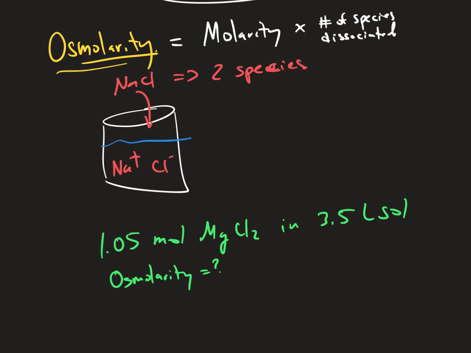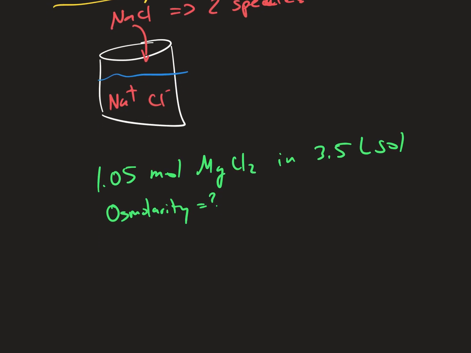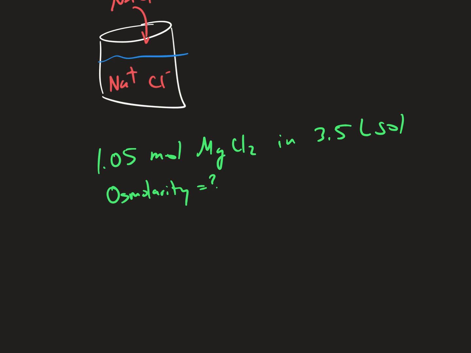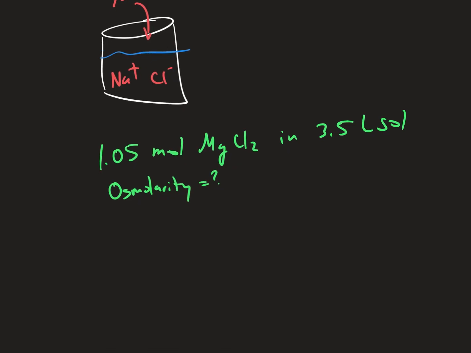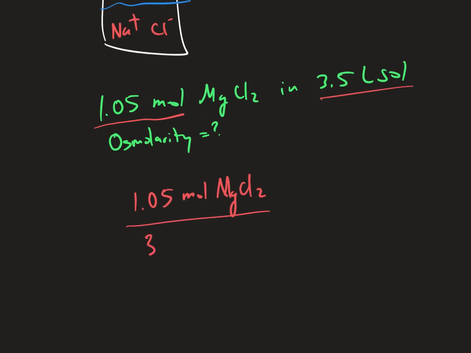So we know osmolarity is equal to molarity times the number of species. So let's find the molarity. Start there. Are we good with molarity? How are we going to calculate it, guys? How many moles? Well, we have 1.05 moles of our solute, which is MgCl2 in this case, right? Over the amount of solution, which is 3.5 liters of solution. So there's my molarity right there.